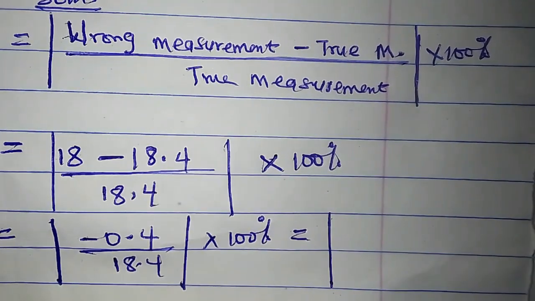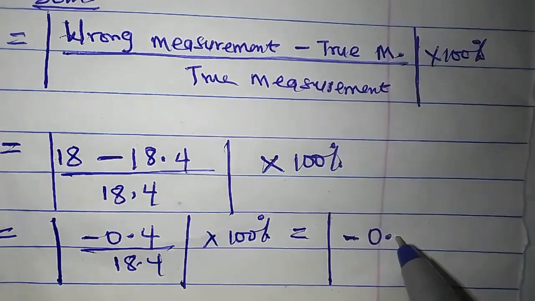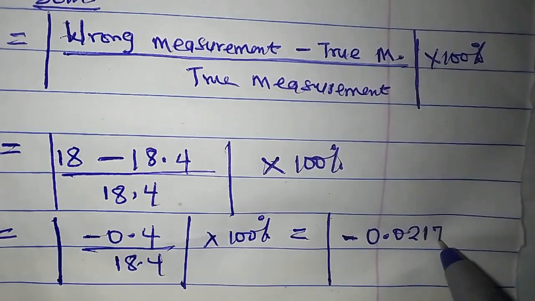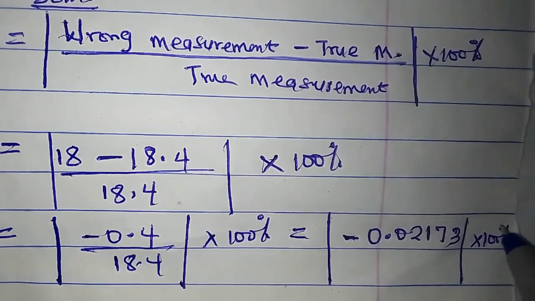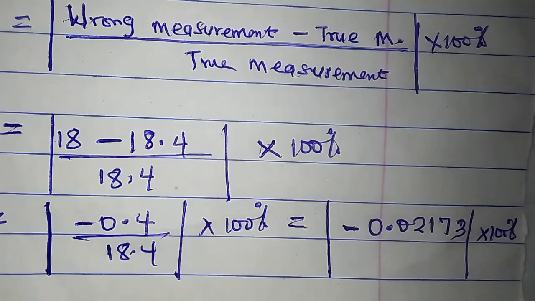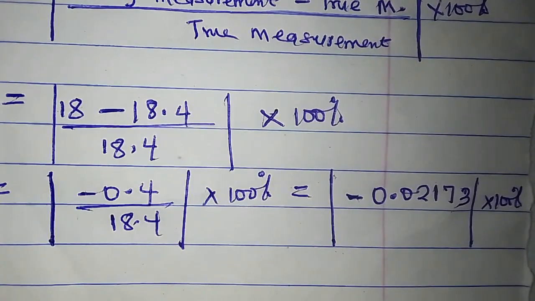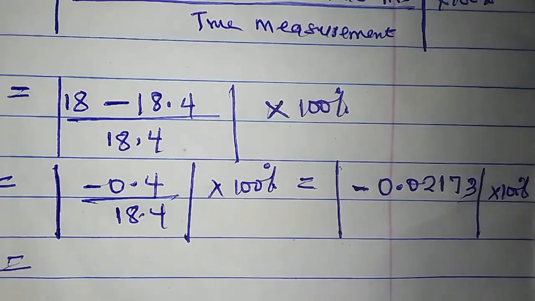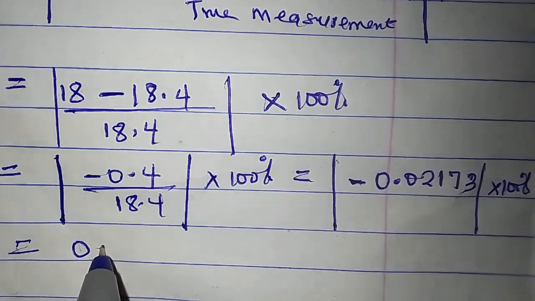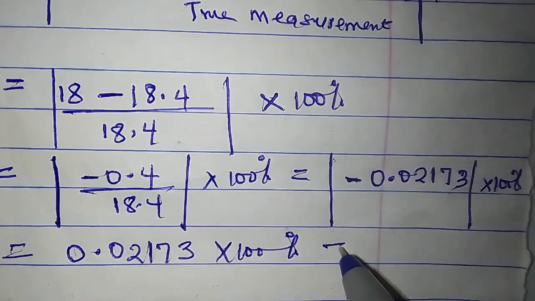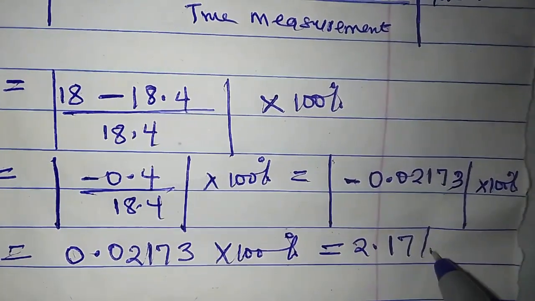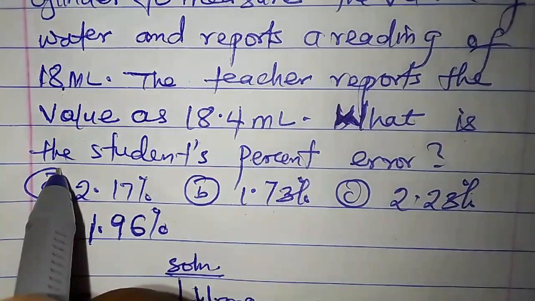So minus 0.4 divided by 18.4, I have minus 0.02173 times 100%. Okay, so what happens now is that the modulus of this negative number is the positive of this number. So that minus sign will disappear in the answer. That is 0.02173 times 100%, which is equal to 2.17%. Option A, 2.17%.